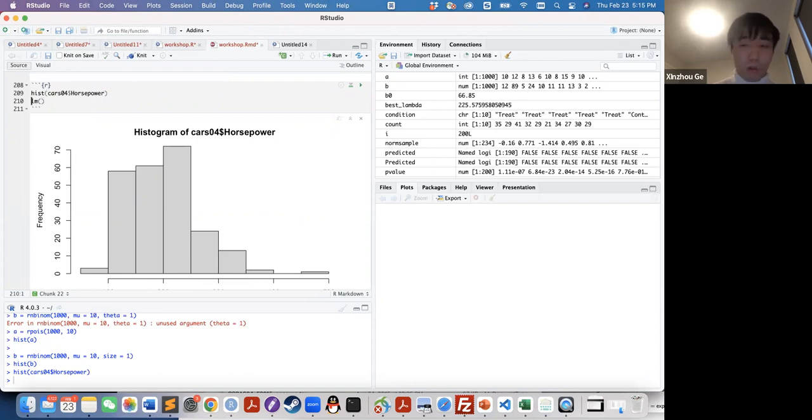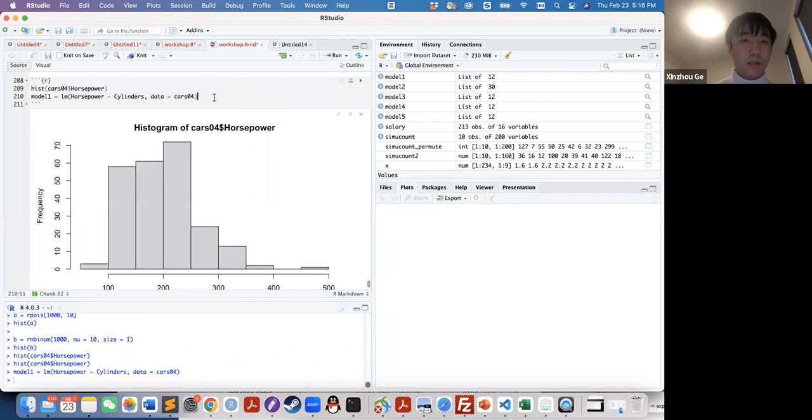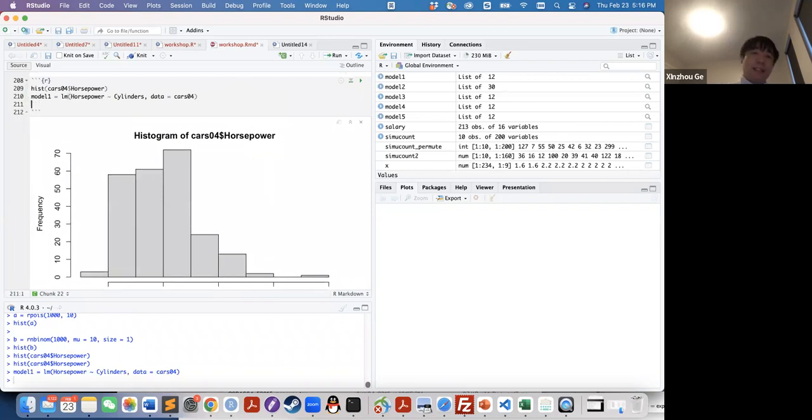I will do model 1, which is the linear model. The response is horsepower, and the predictor will be cylinders, and the data set is CAS04. Okay, and we can use the scatter plot and regression line to visualize the regression results.